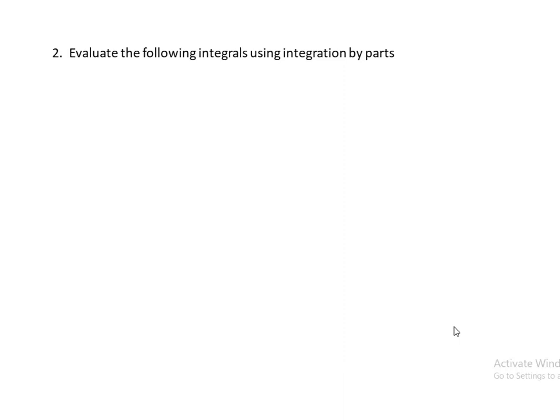Evaluate the following integrals using integration by parts. A. The integral of ln of x squared plus 4 dx. Now using integration by parts, by using the formula, the integral of u dv is equal to u times v minus the integral of v du.